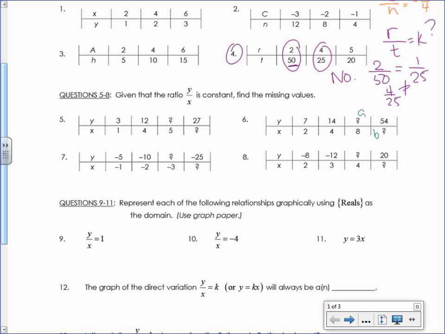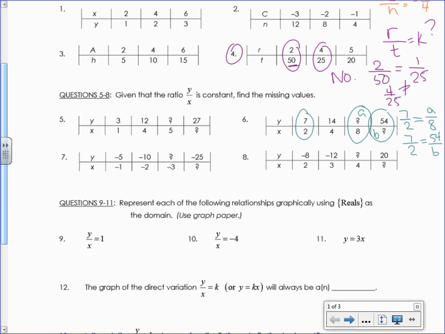Now, remember, since I know that this is direct, I know that when I do 7 over 2, that should give me the same constant of variation as if I did a over 8. And then I can cross multiply and find a. And I'll do the same thing for b. I know that 7 over 2 should give me the same thing as if I did 54 divided by b. I'm not going to finish this one because I did it in class today, but that's how you set that up. And we're going to do the same thing for 8.